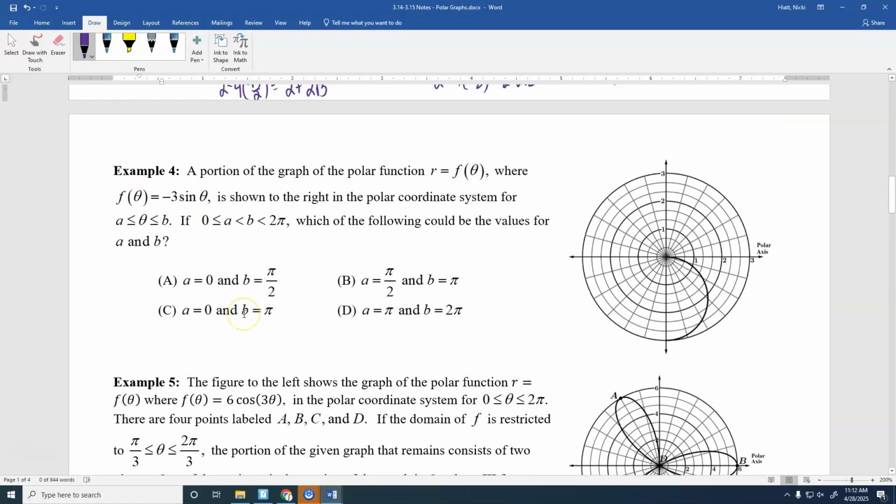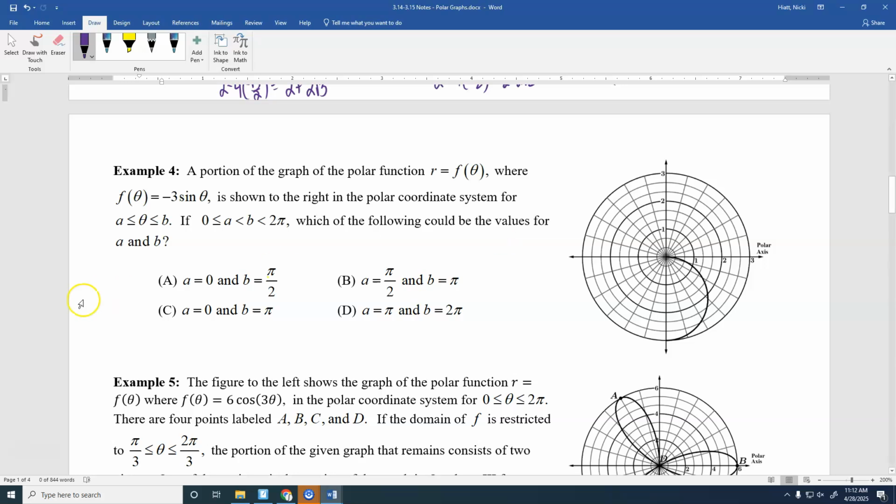All right, let's do one of these. A portion of the graph of the polar function r equals f of theta, where f of theta equals negative 3 sine theta, is shown to the right in the polar coordinate system. For this, which of the following could be the values for A and B? So this graph has been restricted just to certain pieces of the graph. So we need to decide what is our restriction here.